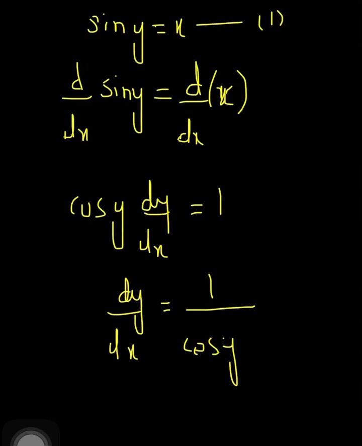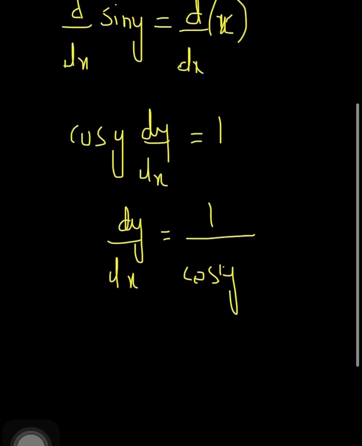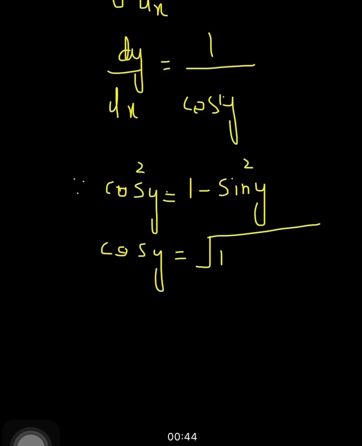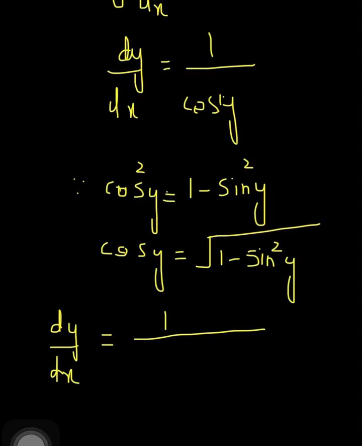And also we know from trigonometry that cos square of y equals 1 minus sine square of y. So I can write cos of y equals under root 1 minus sine square y. Putting this value in the above equation, dy over dx equals 1 over under root 1 minus sine square y.